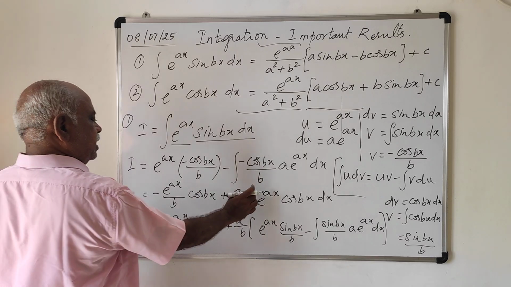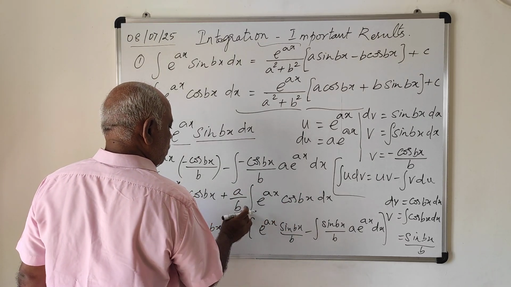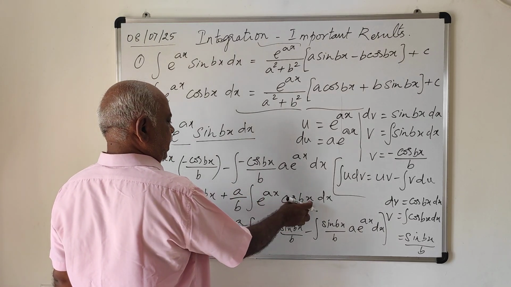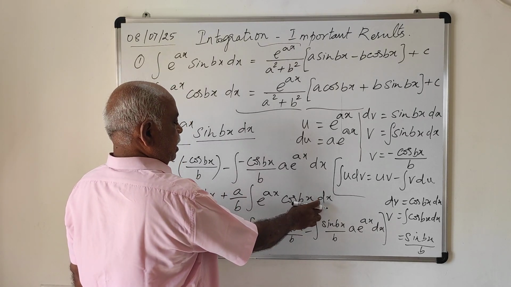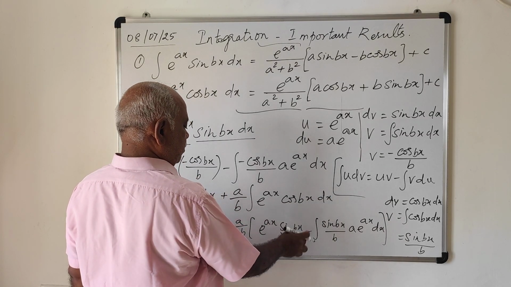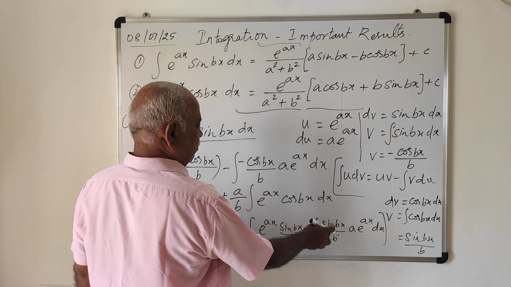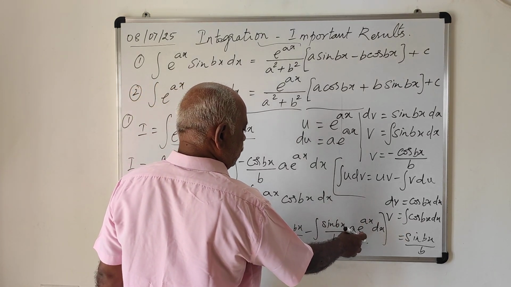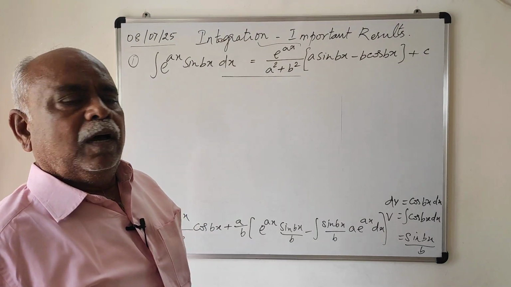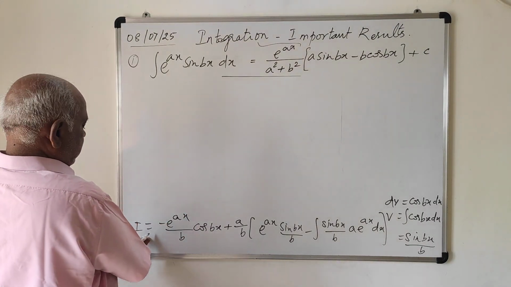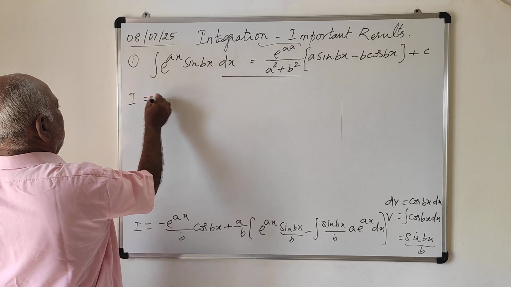So this integration, again by integration by parts, with a by b constant: u dv formula, u is e power ax, dv is cos bx dx. From that v is sin bx by b, minus integral v, sin bx by b, into du, which is a into e power ax dx. Next, left hand side you have I, the given problem.